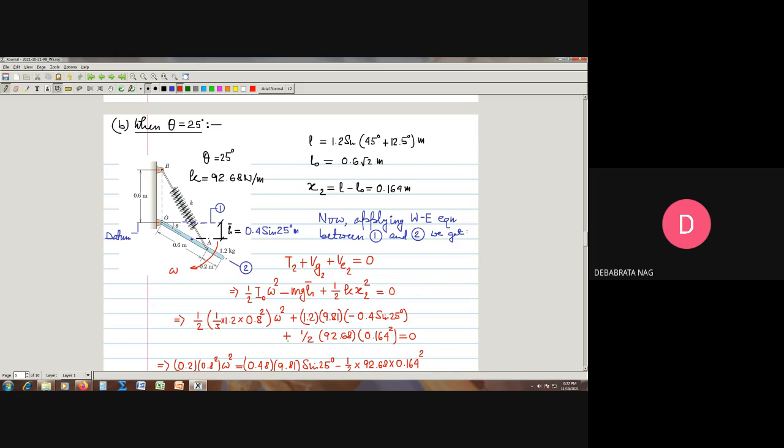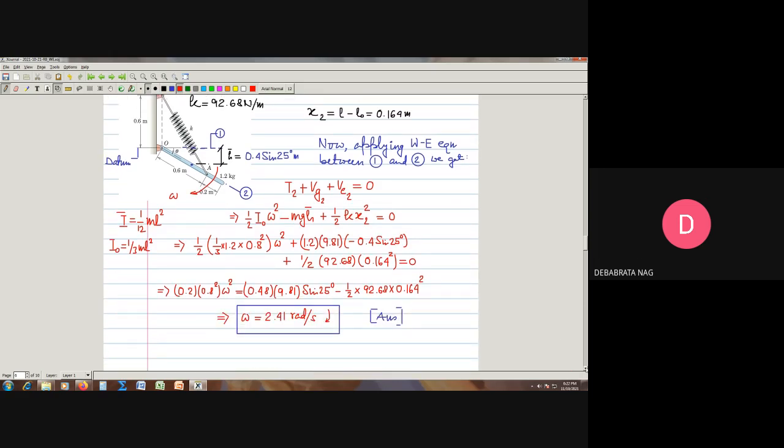And now if you substitute all the values, remembering the fact that I bar is going to be equal to 1 by 12 ml square, and I_O, in the situation here, is going to be equal to 1/3 ml square. So if you remember these results, we can substitute them, and numerically if we solve it, omega will turn out to be 2.41 radian per second in the clockwise direction. So this will be our desired angular velocity when theta becomes equal to 25 degree.